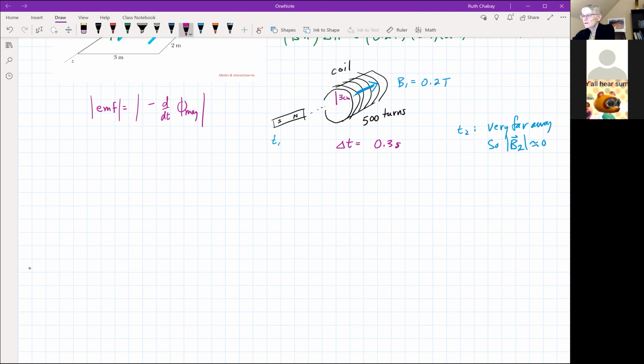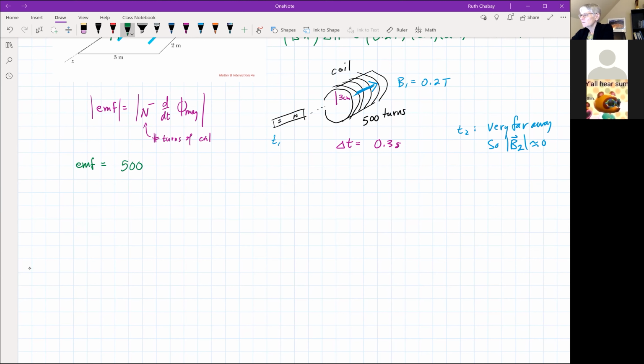Okay, let's calculate the EMF in this coil. Well, suppose we should put an N in this equation for the number of turns. So the EMF is going to be equal to, we have 500 turns. And now we want the change in magnetic flux over delta T.